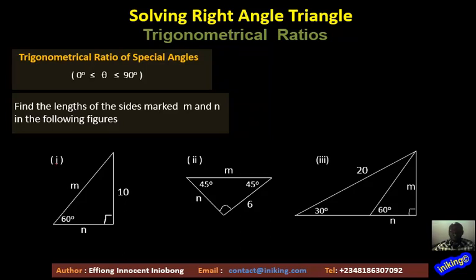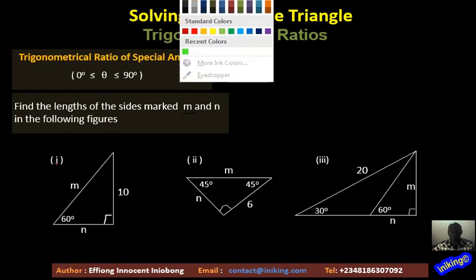We are still on using trigonometrical ratios in solving right angle triangles. Remember, we are now looking at special angles. On the screen here, we are going to apply the trig ratios of special angles in solving 3 problems. We are required to find the length of the sides marked M and N.